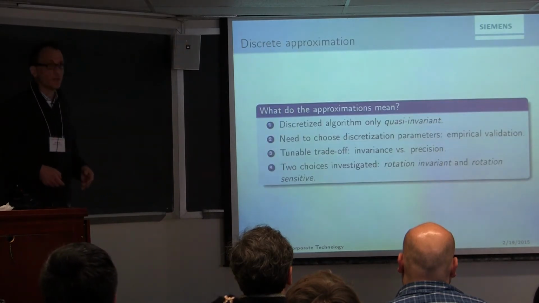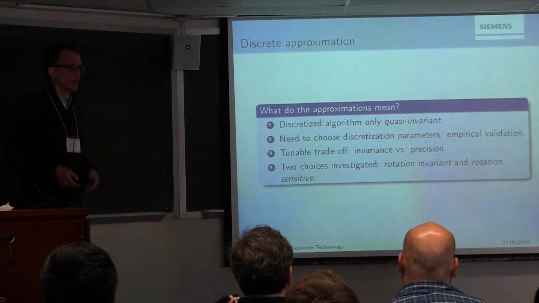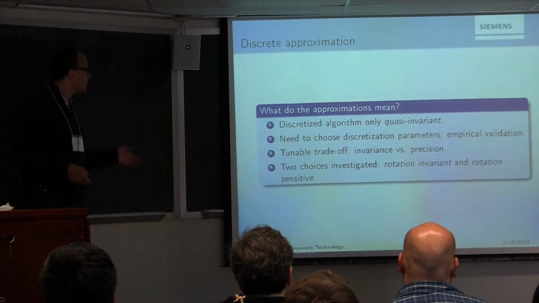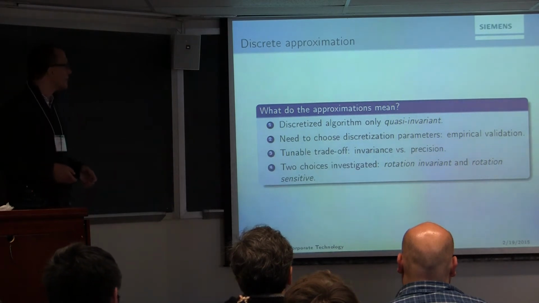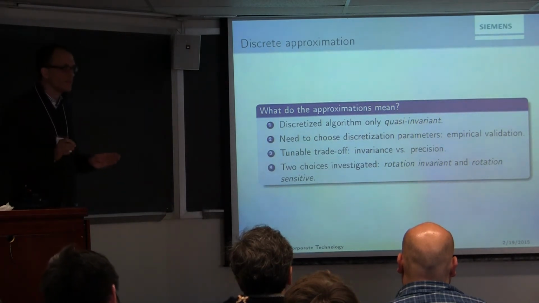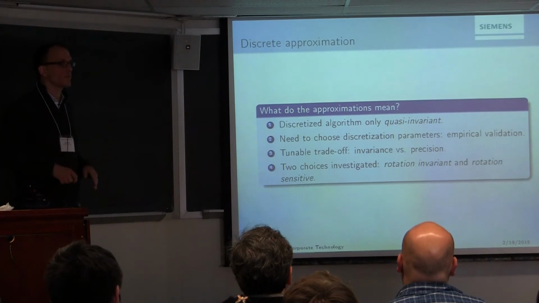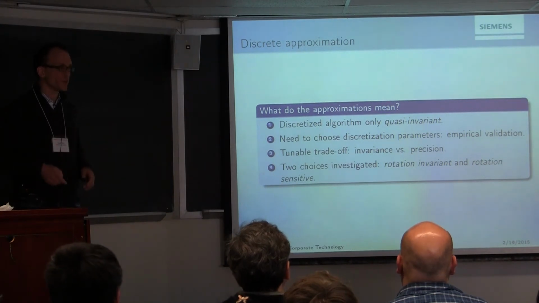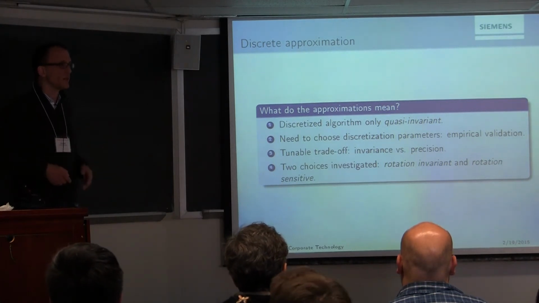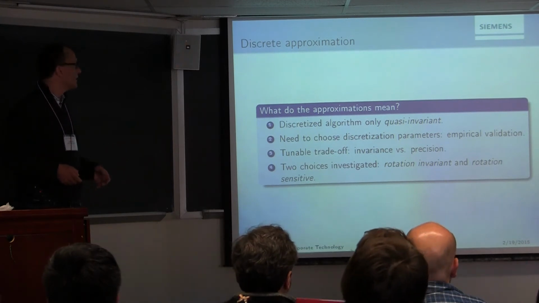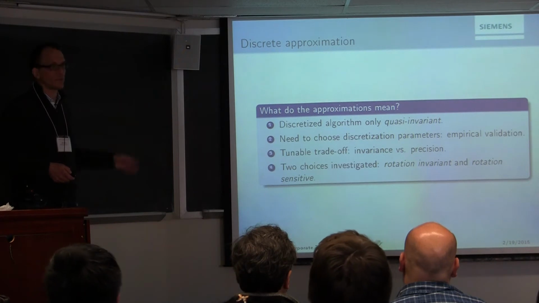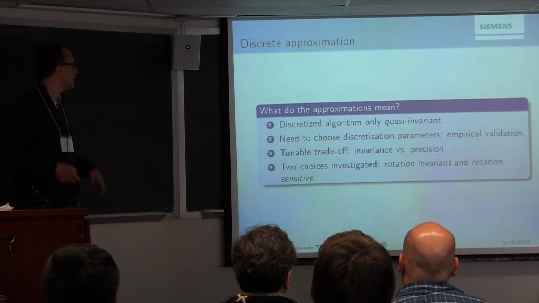So now certainly we have made approximations. So what do these mean? First of all, the resulting discretized and quantized algorithm is only quasi-invariant. It's only robust to deformations. It's not fully invariant anymore to smooth deformations. That's a compromise that we have to live with, but it's a reasonable thing still in many applications. We have to choose parameters, so we need to do empirical evaluation and so on.